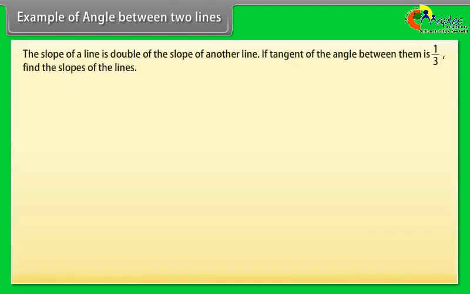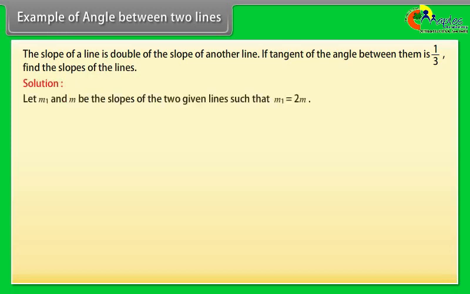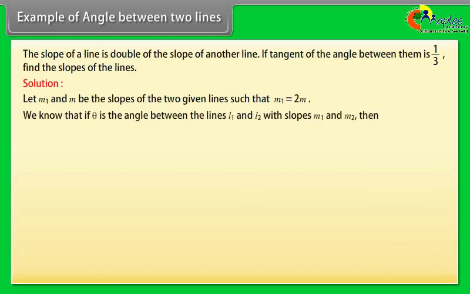Example of angle between two lines. The slope of a line is double the slope of another line. If the tangent of the angle between them is 1 by 3, find the slopes of the lines. Solution. Let m1 and m be the slopes of the two given lines such that m1 is equal to 2m. We know that if theta is the angle between the lines L1 and L2 with slopes m1 and m2, then tan theta is equal to modulus of (m2 minus m1) divided by (1 plus m1 m2).